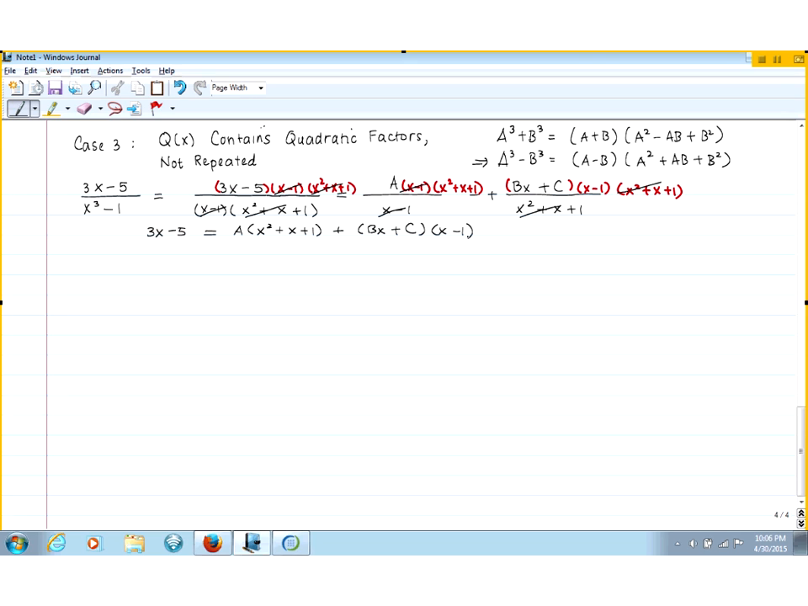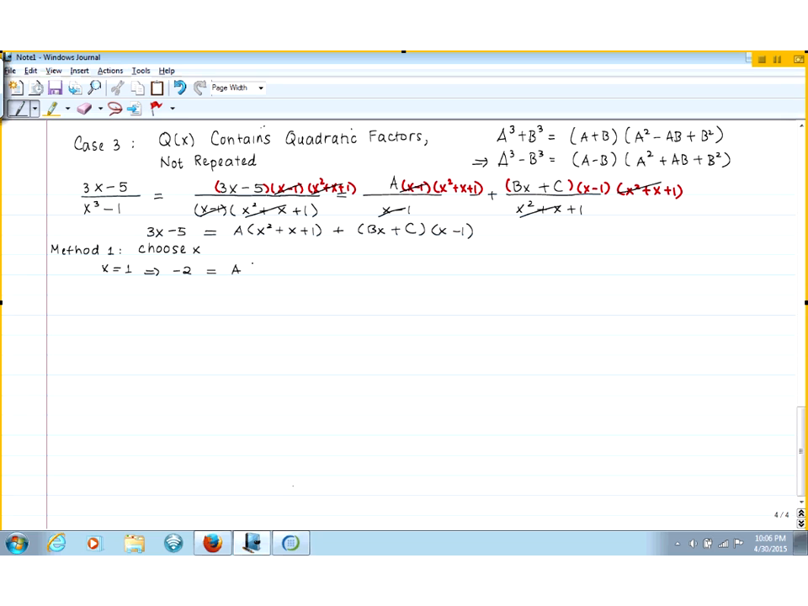So we could use either method 1 or method 2. Method 1, we choose x. Method 2 is we will distribute and equate the right-hand side with the left-hand side. So method 1, we choose x. Well, there's no x that makes it 0, so how about here? Maybe 1. x equals 1, that's good enough.